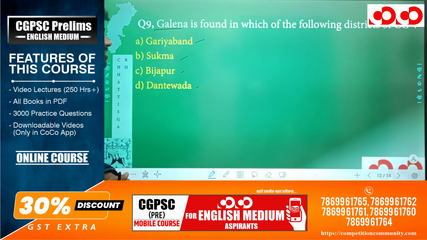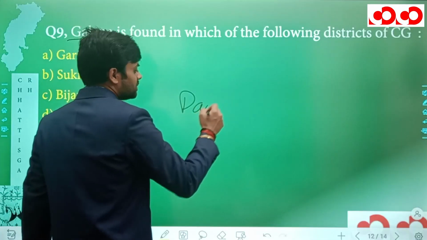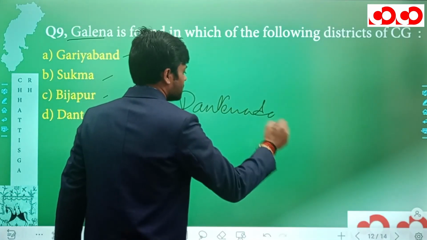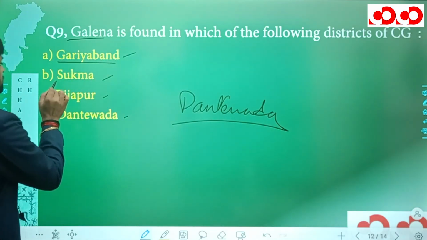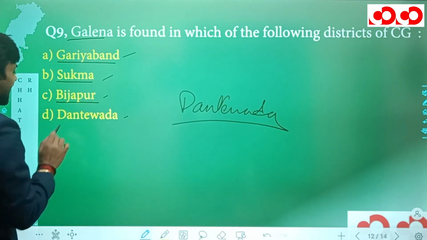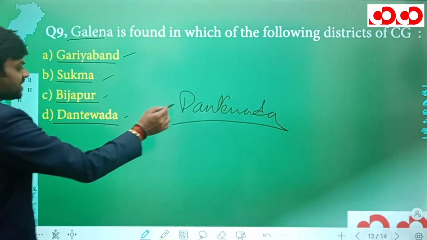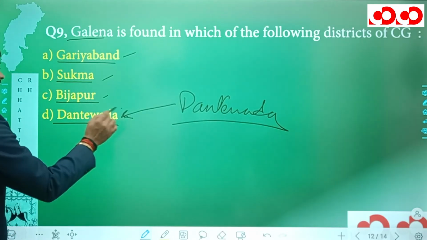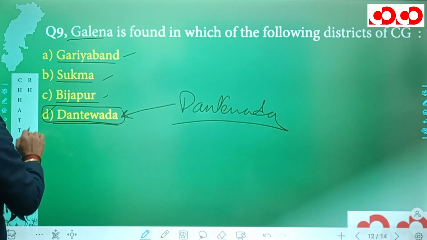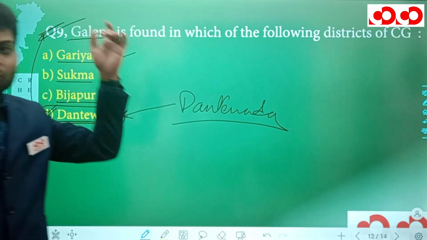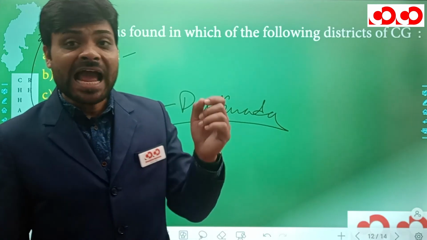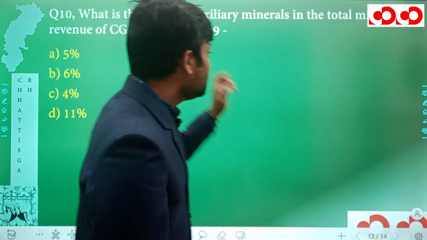Now coming back to the question, galena is found in which of the following districts of Chhattisgarh? We have seen it is found in Dantewada. What are the options that we have? We have Gariyaband in option A, Sukma in option B, Bijapur in option C, and Dantewada in option D. We have seen Dantewada is going to be the correct answer, and Dantewada is mentioned in option D, and hence this option D is going to be the correct option for our 9th question. So this was all about the 9th question, and finally let's move to our 10th question.